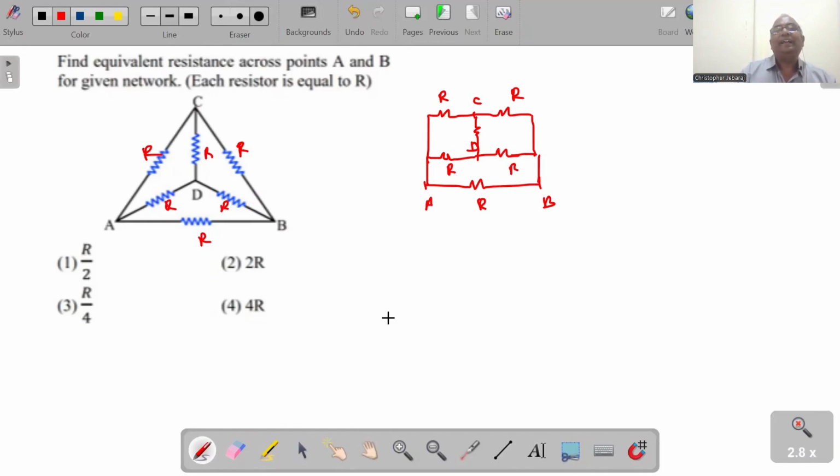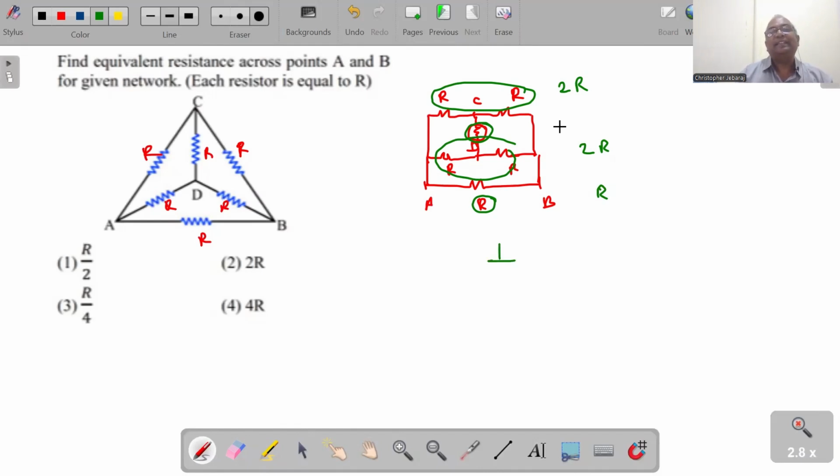In the bridge balance condition, this R has no effect, so we don't need to consider this R. Now we conclude. We want to find the resistance between A and B. These two R and R are in series, so they will give 2R. These two resistances are also in series, giving 2R. And this is R, and these three are parallel: 2R is parallel to 2R, and that is parallel to R.